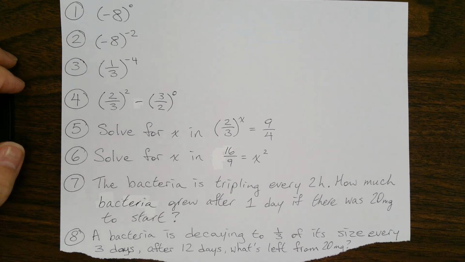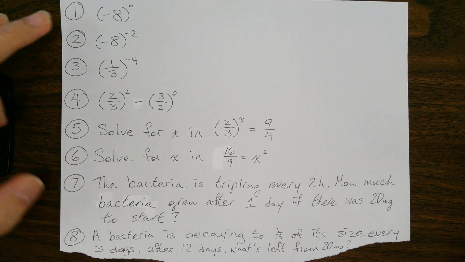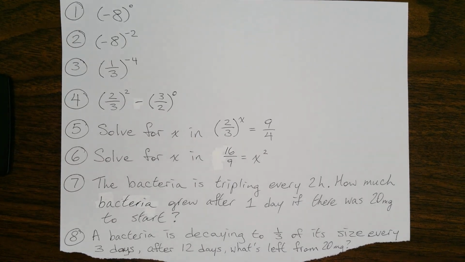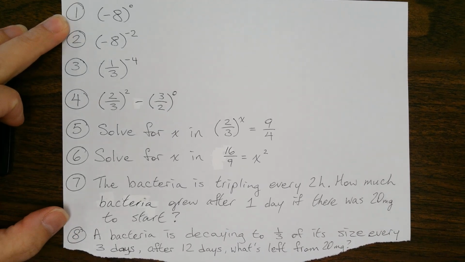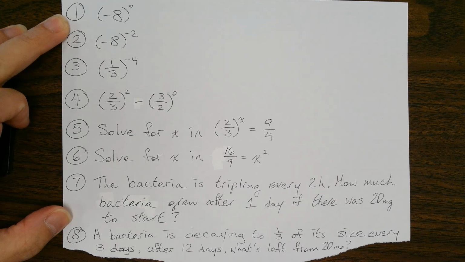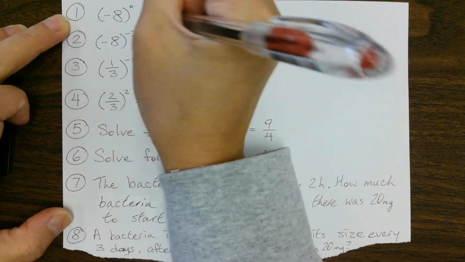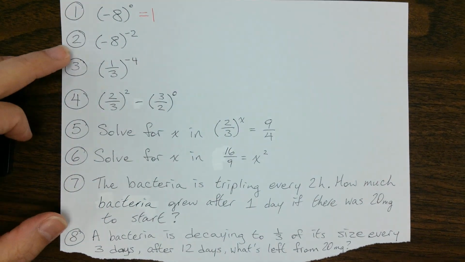Okay, so a quick little recap for what you might see in the quiz tomorrow. Remember, your quiz tomorrow is just 10 multiple choice questions for 10 minutes. Okay, so number 1, negative 8 in brackets to the power of 0. What do you get? 1. Okay, there's 1 mark right there.